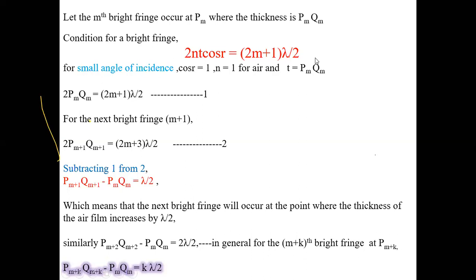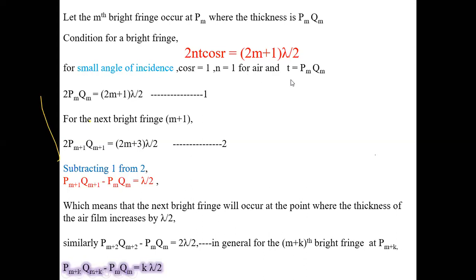Now we know that for small angle of incidence, cos theta tends to 1. As theta tends to 0, cos theta will tend to 1. So for small angle of incidence, the angle of refraction should also be small, and therefore cos r equals 1. And n equals 1, the refractive index of air is 1.